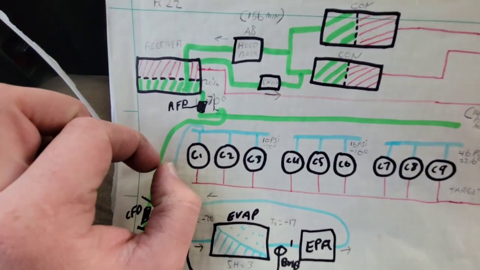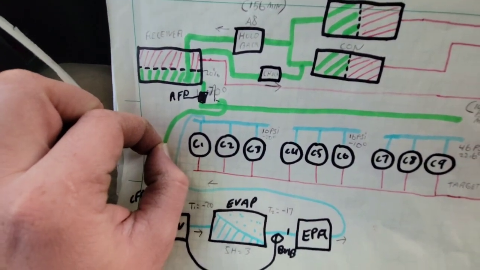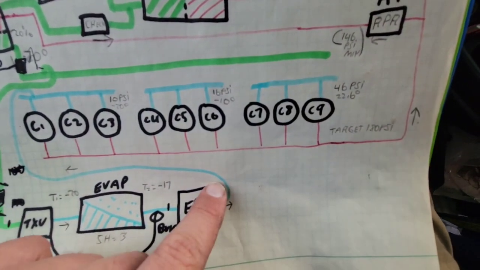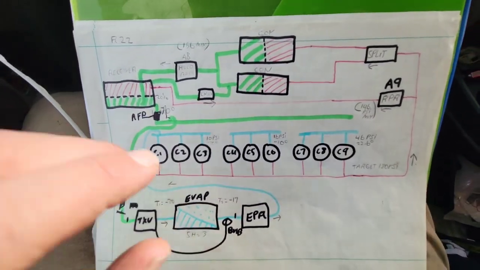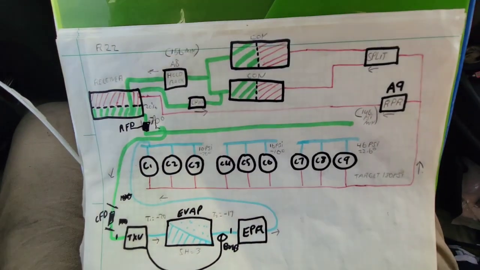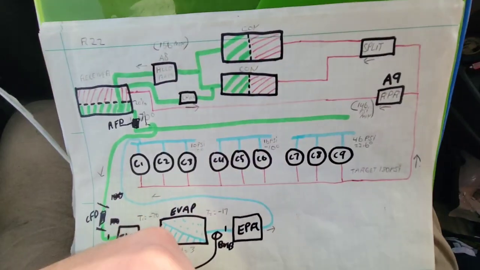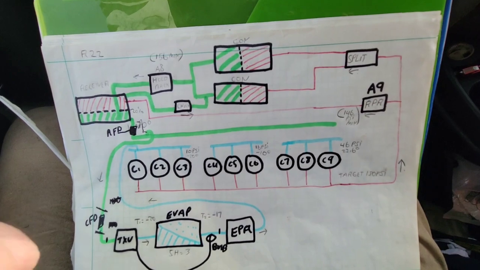If we had a liquid line solenoid, it would be on this side. And if we had an EPR, it would be on this side. And sometimes we have both. Now we have to make sure: are we getting flow to the case? Are we getting flow to the case? You have to make sure everything's greenlit.